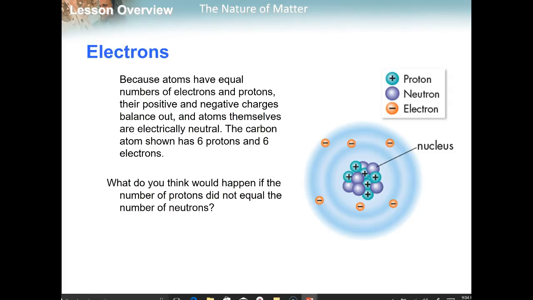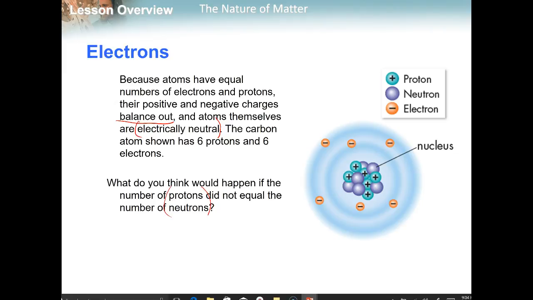Because atoms have equal numbers of electrons and protons, their positive and negative charges will balance out. And because they balance out, they are referred to as electrically neutral, because they have an equal number of protons and an equal number of electrons. So an equal number of positives and negatives will balance out to make an electrically neutral atom. Okay, what do you think would happen if the number of protons did not equal the number of neutrons? Because sometimes this could happen.